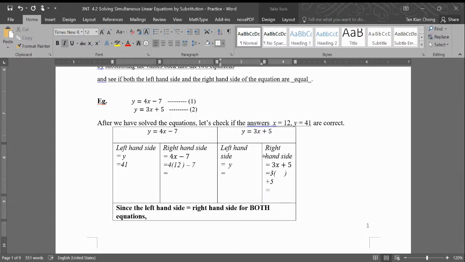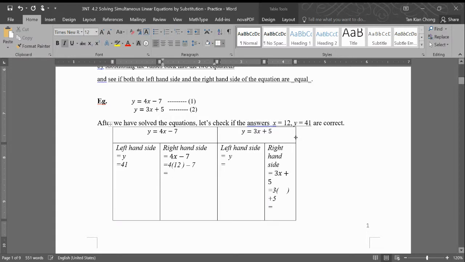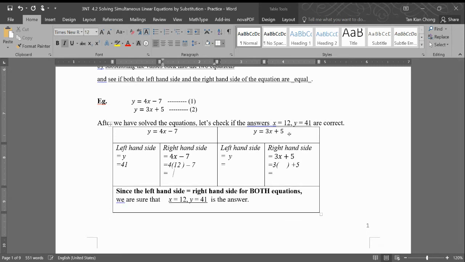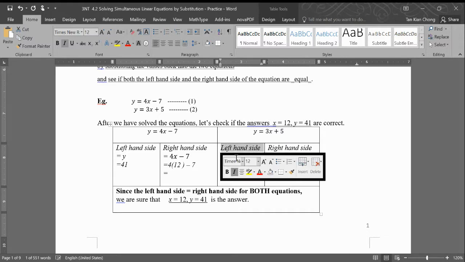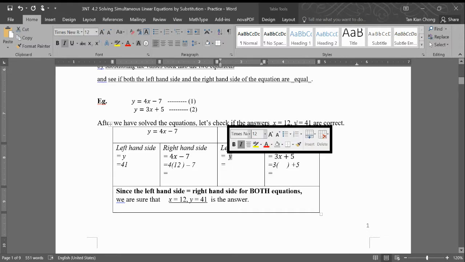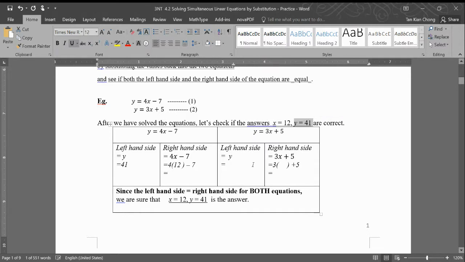Now, we're going to do the same thing for the other equation: y equals 3x plus 5. Once again, on the left-hand side we have y, and we knew that the value of y is simply 41. So I write down 41 here.